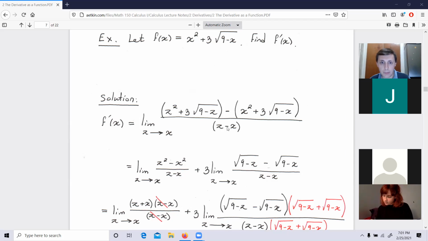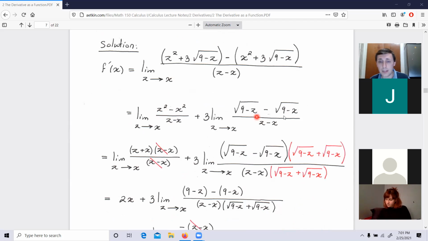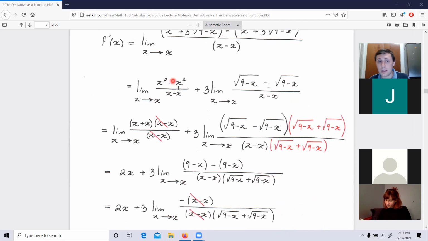So it's, again, the distributive law. z minus x goes here and z minus x goes here. Here we have that line. Next, what I can do is this part I can factor out and cancel away z minus x.